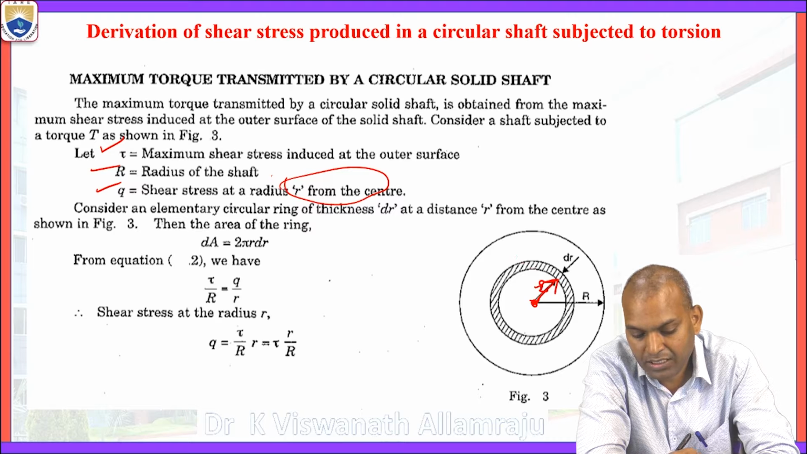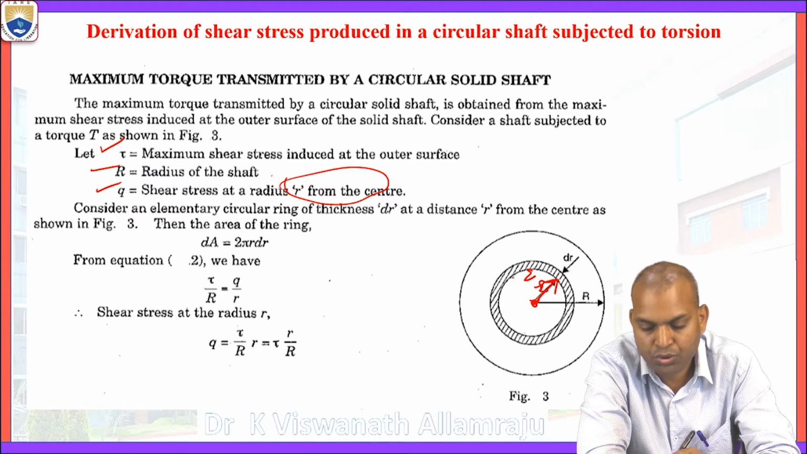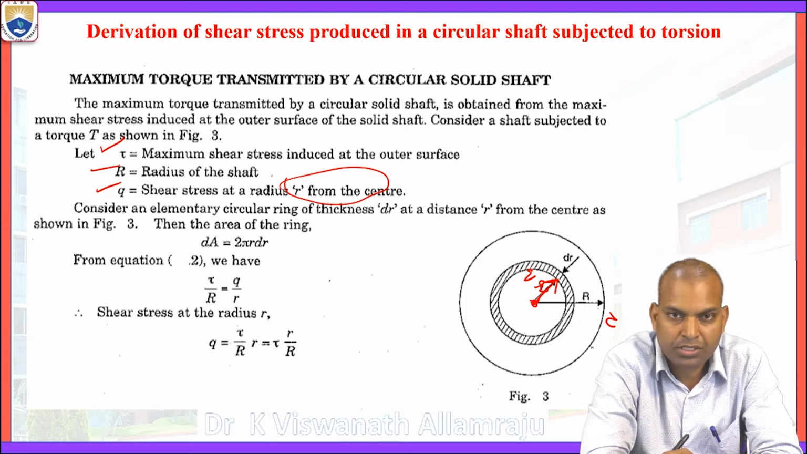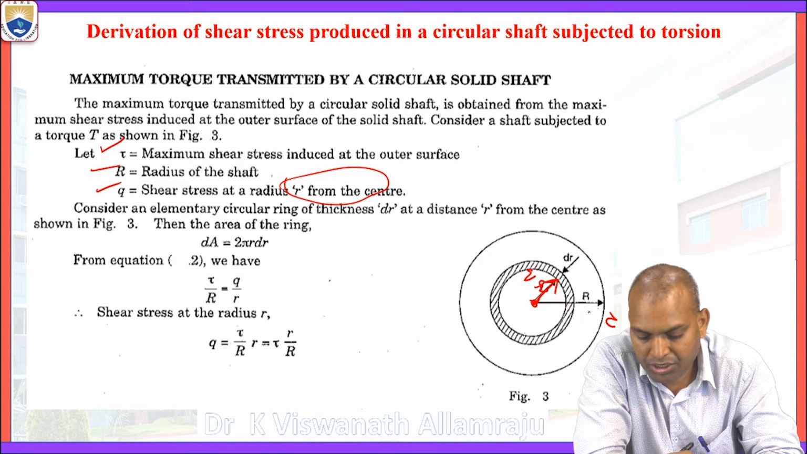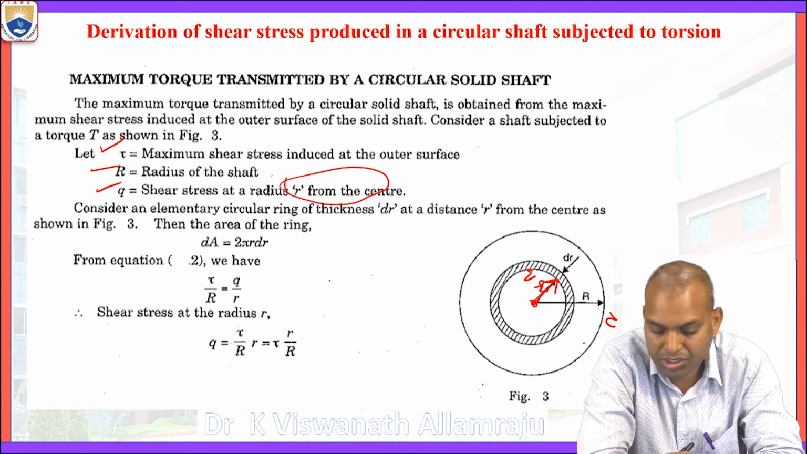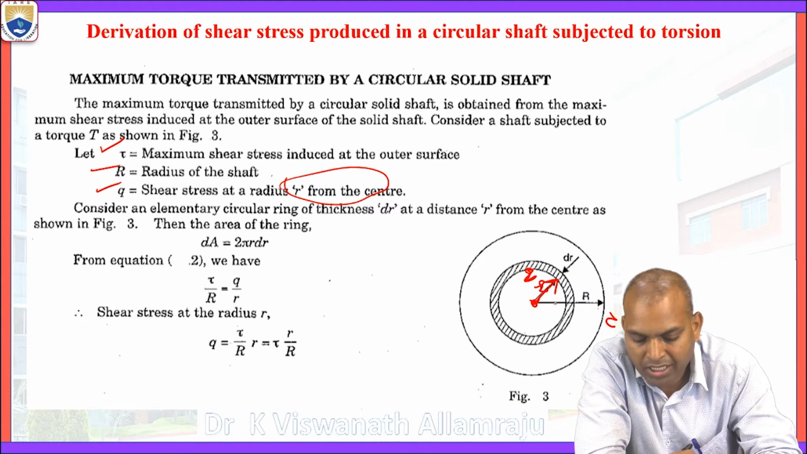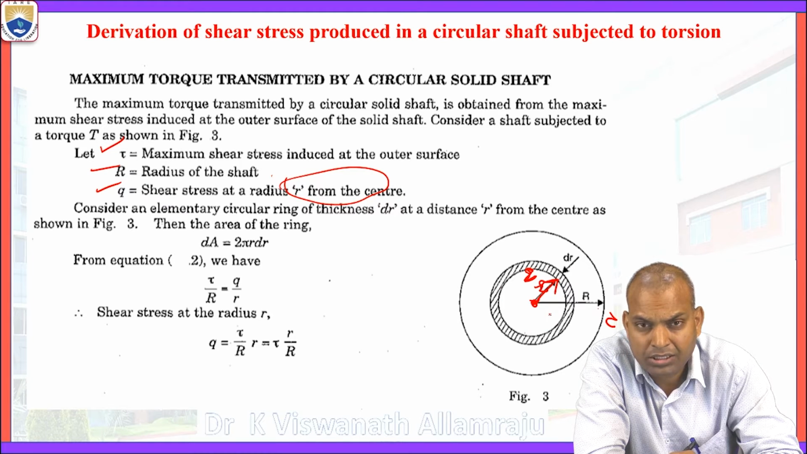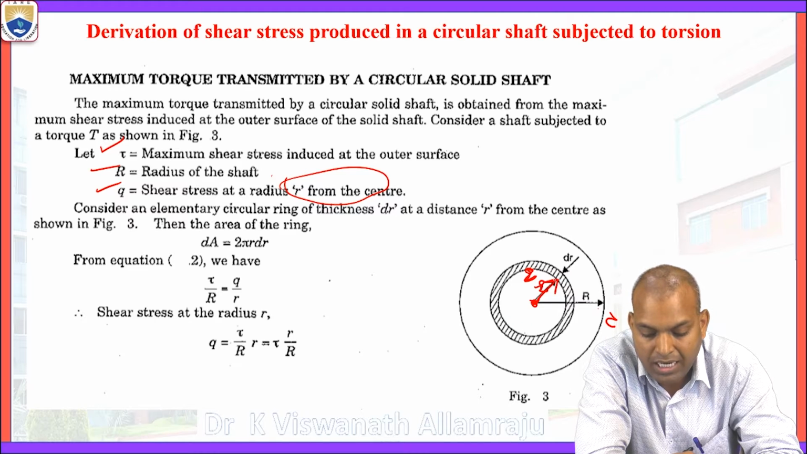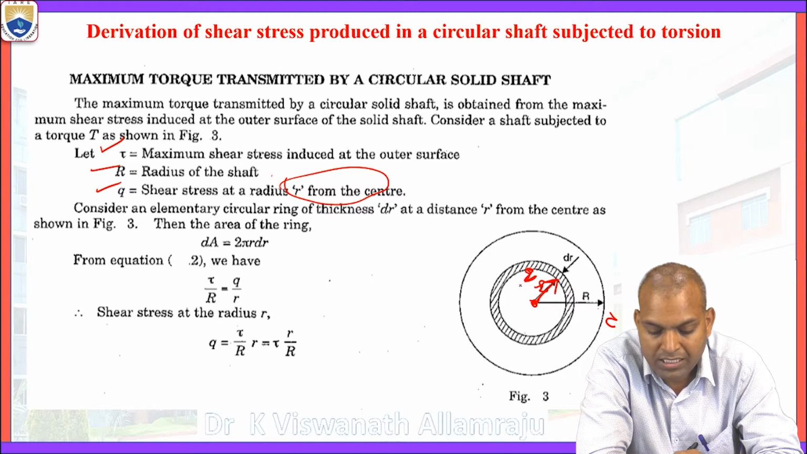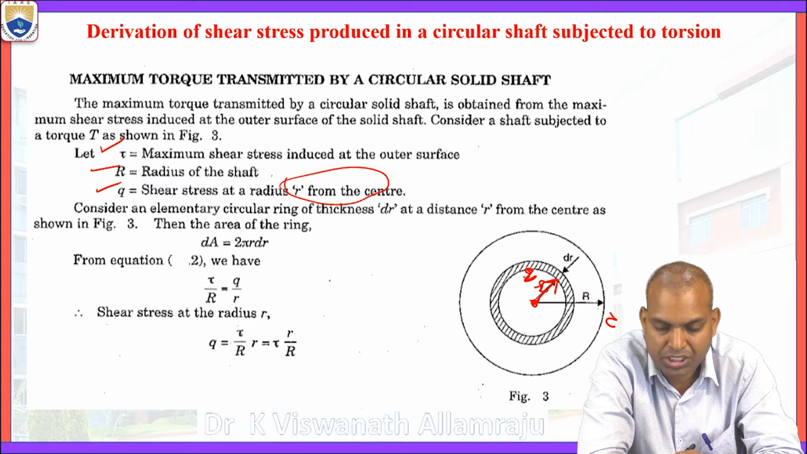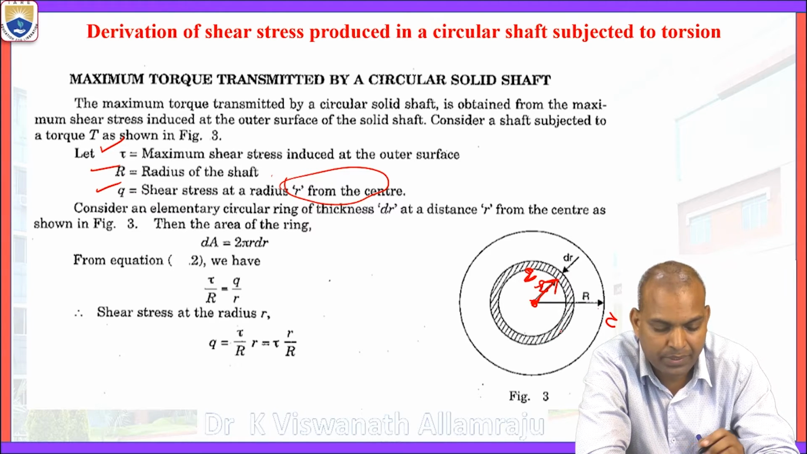At this small r, the shear stress is q. At capital R, the shear stress tau is known as the maximum shear stress. At small r, the shear stress is the elemental shear stress. This is the elemental ring considered here. Here the torque is varying radially, that's why we consider the circular ring in the cross section of the shaft. Now we consider the shear stress at elemental level, and the integration will apply from 0 to capital R for getting the total torque applied.